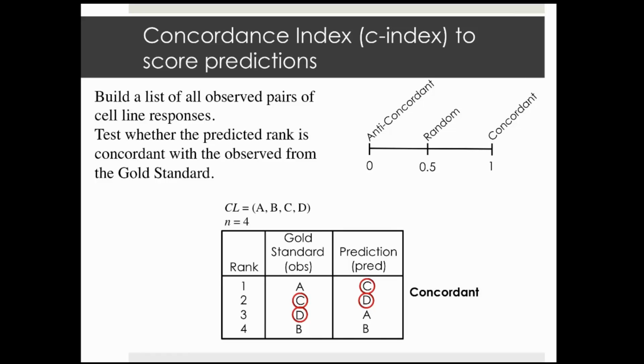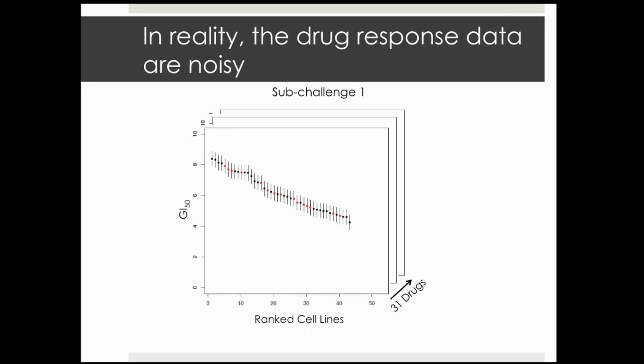So we go through all pairs in this way to identify the concordance index across all of the different compounds and all of the different pairs of cell lines. So the schematic on the previous figure assumes that we know with 100% accuracy what the correct rank order should be. But in reality, we know that the drug response data are noisy, so what we did was go through efforts to account for the variation in the drug response data and incorporate that into the scoring algorithm.